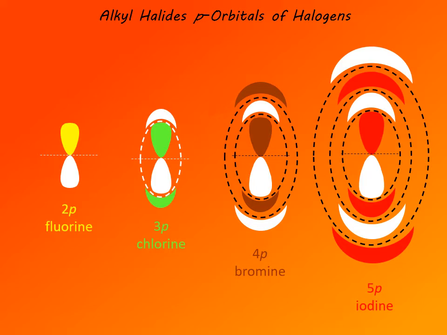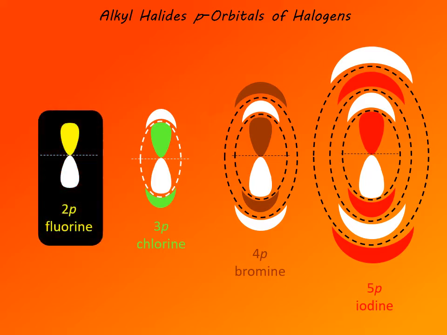Carbon utilizes its hybrid orbital. If it's saturated compound, that means sp3 hybrid orbital, and halogen utilizes its p orbital for bonding. Which p orbital depends on the halogen atom. Each halogen atom will use its valence p orbital, and in each case it's going to be different p orbital.